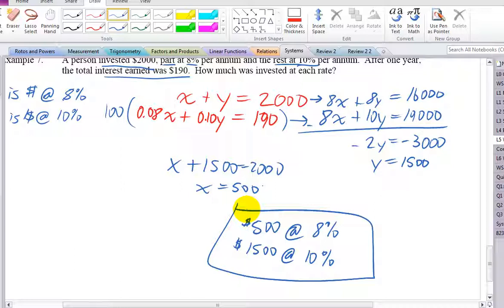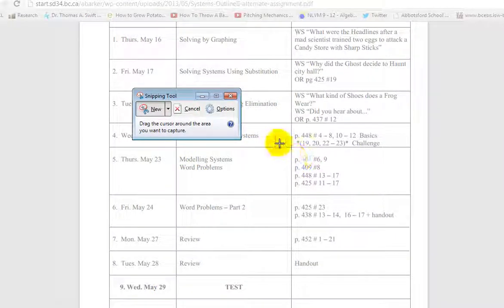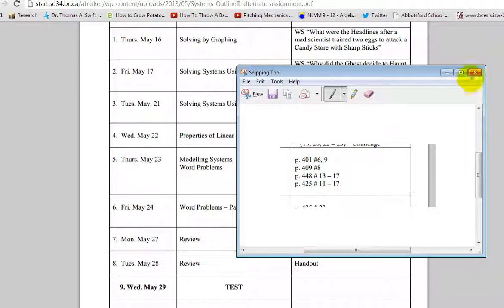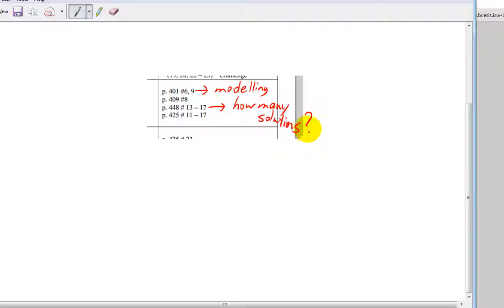Okay, keep these out. These are really modeling what we're doing, so have them handy. I just want to show you something on your outline. Okay, this stuff here, that's just modeling. I don't think you need to solve it. These ones here, these ones are just saying how many solutions. Okay, how many solutions? That's what you want to find out.